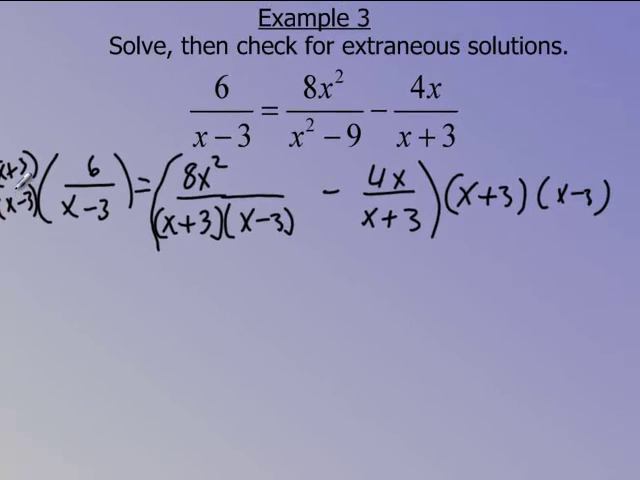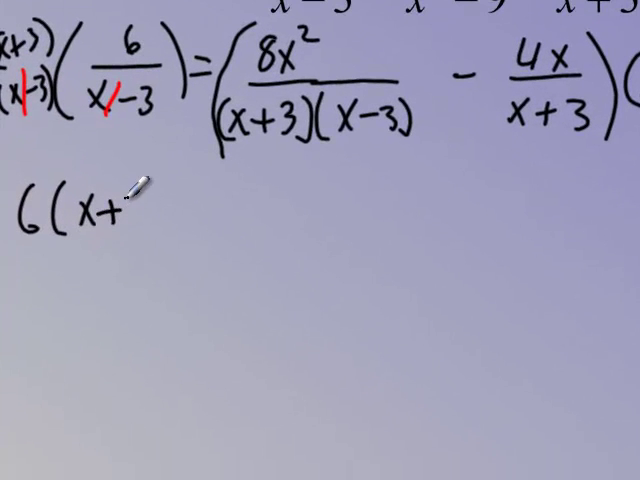And the x minus 3's will cancel on this side. On the other side, well, let me write that out. So for now, I'll just write this one as 6 times x plus 3. This one's a little bit more complex, so let me just take the time to distribute this stuff.